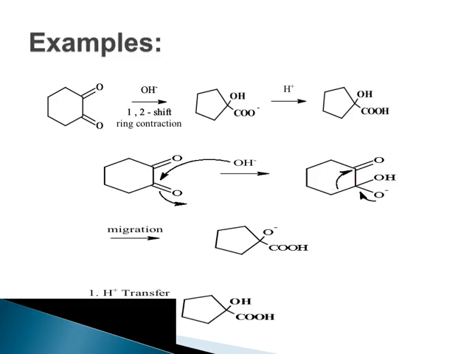and oxygen acquires negative charge, we get an alkoxide ion. Then there is intramolecular proton transfer followed by acidification to give this carboxylic acid. So whether it is cyclic or acyclic, the mechanism is the same, the only thing is that in cyclic there is a ring contraction.